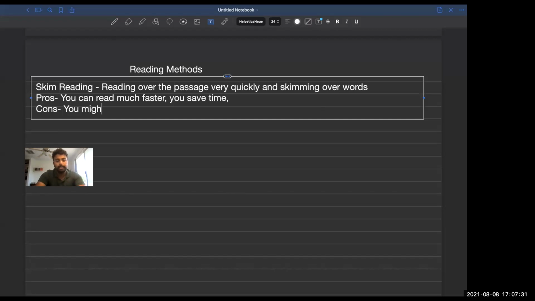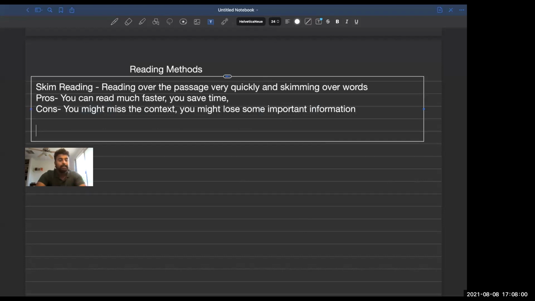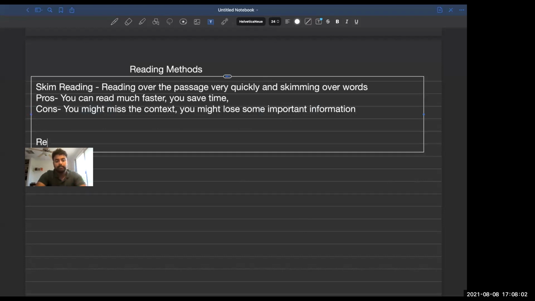Cons: you might miss the context. What else? Anything else, Sherry, or anyone else? No? You might lose some important information. Important information. Anything else? No? Okay. Next reading type is reading.